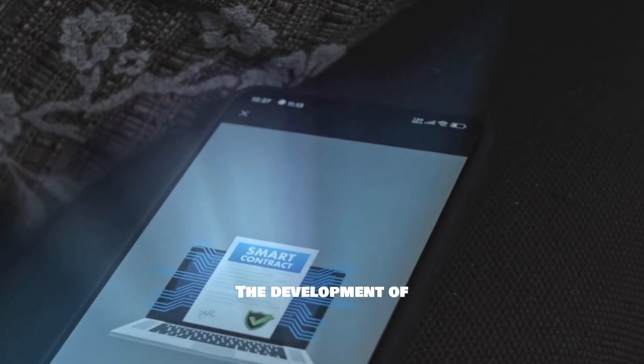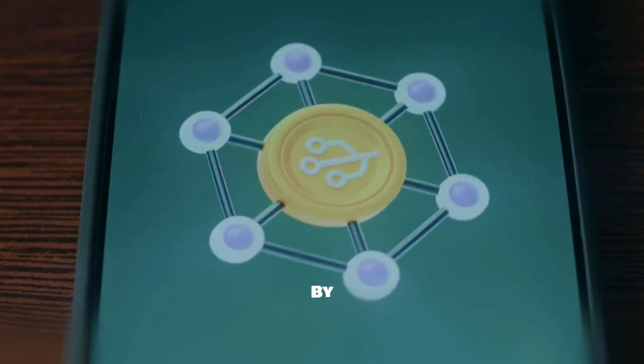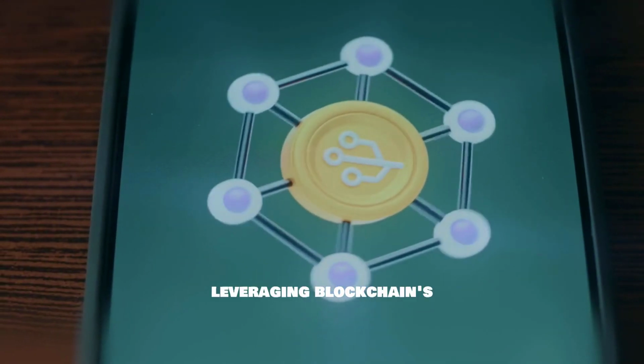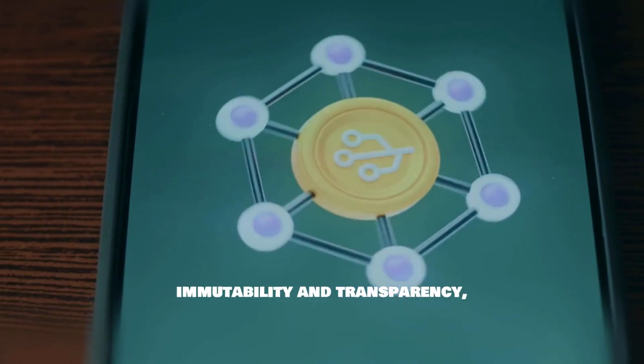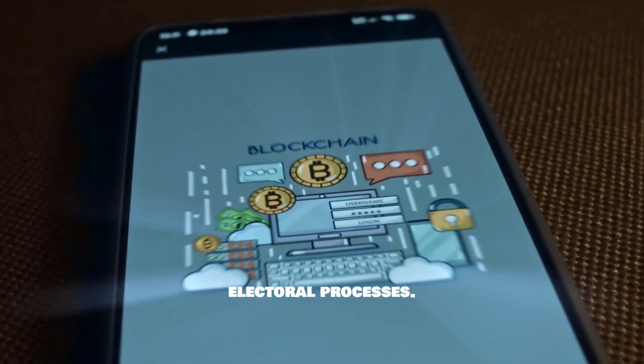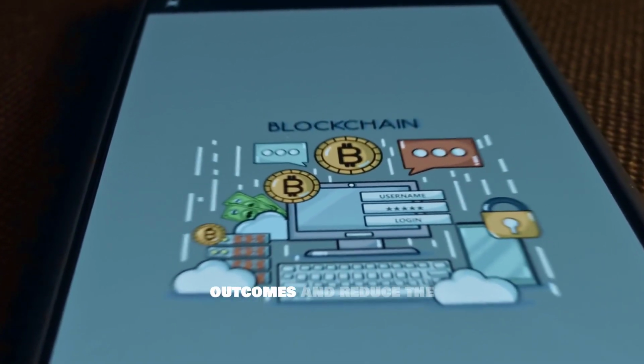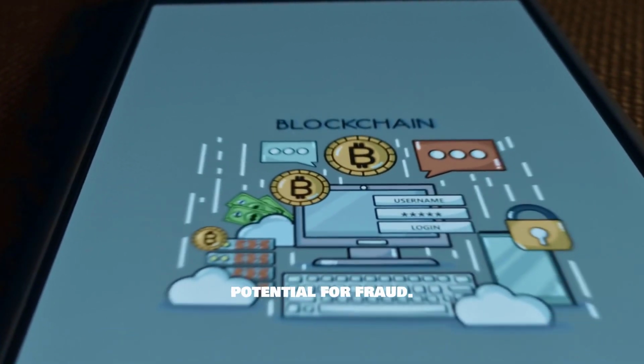The development of tamper-proof voting systems is another compelling prospect. By leveraging blockchain's immutability and transparency, it may be possible to create more secure and verifiable electoral processes. This could increase public trust in election outcomes and reduce the potential for fraud.